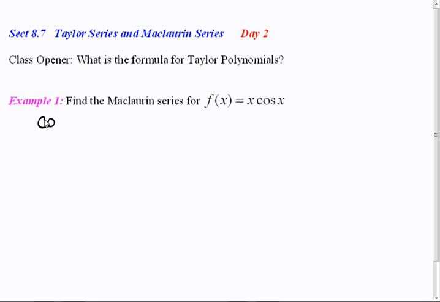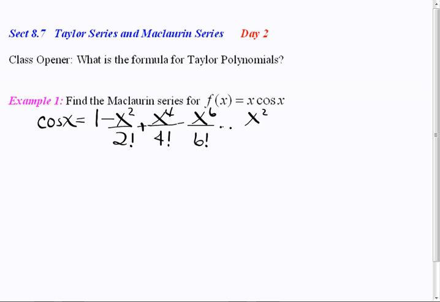What's the cosine of x? Okay, can you tell me what this is? Grant, quick. 1 minus, no, just the cosine. Remember, this is an even function. That's how I remember them. Okay, what's x cosine x then? What are you going to do? Multiply by x.